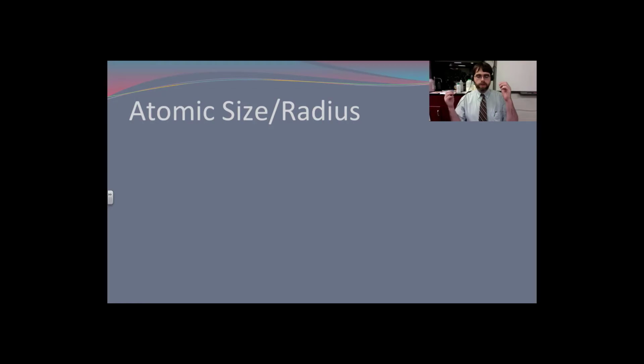Now we start to get into the ones that aren't as intuitive, aren't as easy to think about. And this one here is to me the most important one to memorize, because if you can remember this one, you can logic out the rest. So atomic size, or radius, is simply the measure of the size of the atom.